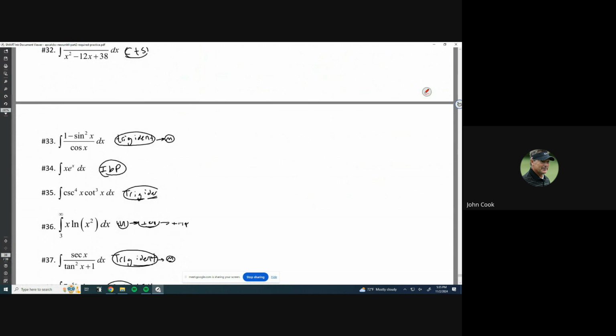Next up is number 33. Yeah, 33. And this one's super easy. 1 minus sine squared, if I use the Pythagorean identity, that's the same thing as saying cosine squared of x. So cosine squared of x over cosine of x dx. The one cosine can cancel from the top and the bottom. And then the antiderivative of cosine is just regular old sine. So sine of x plus my constant. And that's about the level you should probably expect to see on a test.